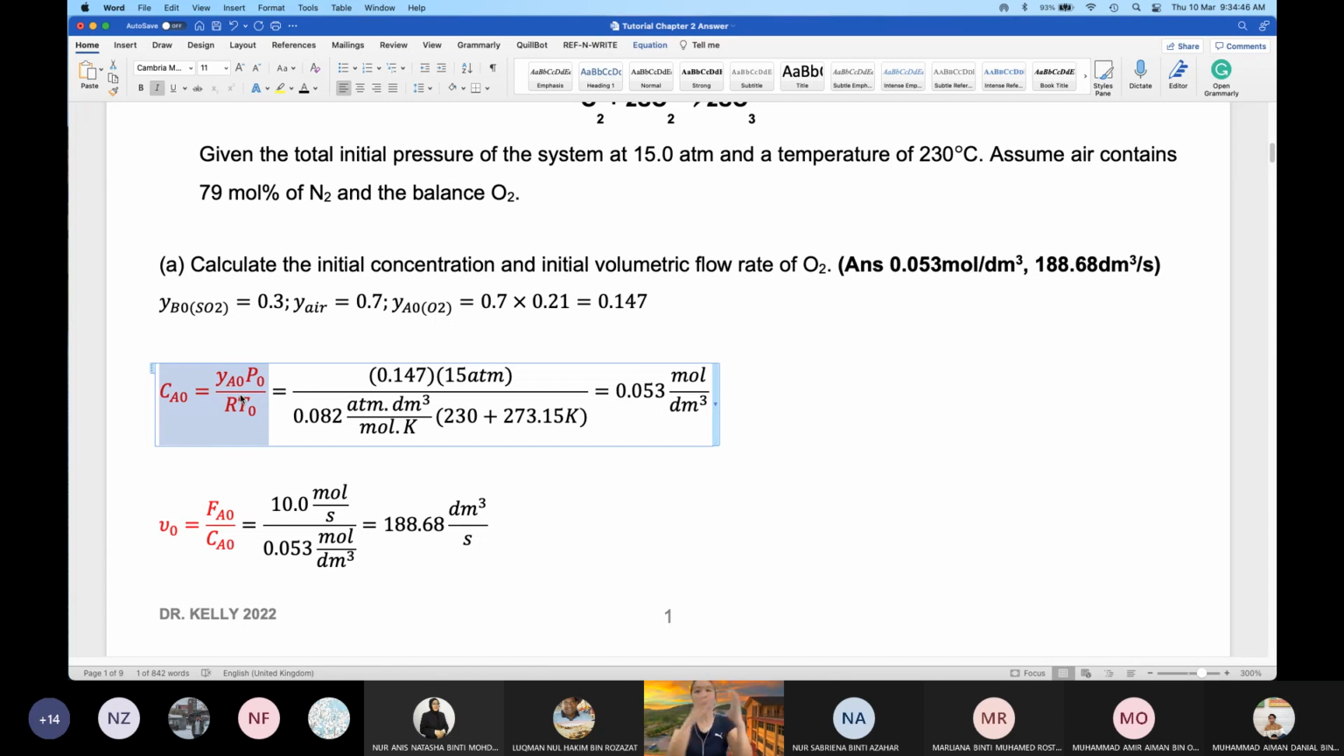Kalau dia beri PA0 terus guna. Kalau dia beri P0 multiply with YA0. That's the only thing that you have to understand. So kalau ada soalan, make sure you check: is that PA0 or is that P0? Kalau P0 mesti darab dengan YA0. Kalau diberi terus PA0 terus ganti je, tak ada masalah. Okay, then penyebut dia is always the same, divided by RT0.